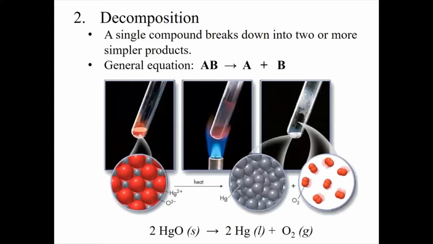This is a process in which a larger starting material is broken down into several smaller products, the reverse of synthesis. These reactions occur when a single compound is broken up into the elements that formed it, or into simpler compounds. The general equation here: AB produces A plus B. An example of this reaction: when heated, mercury(II) oxide breaks down into the elements mercury and oxygen.